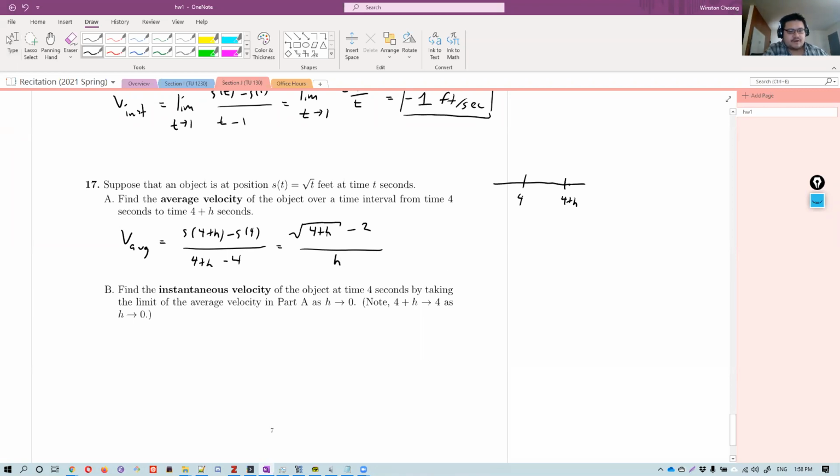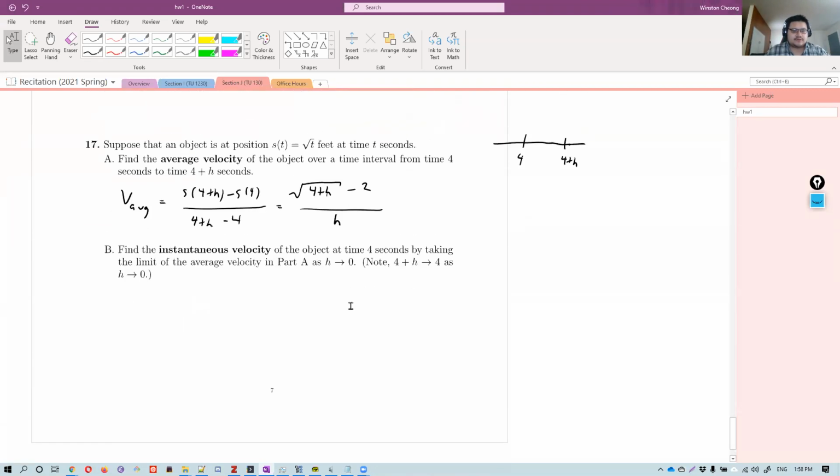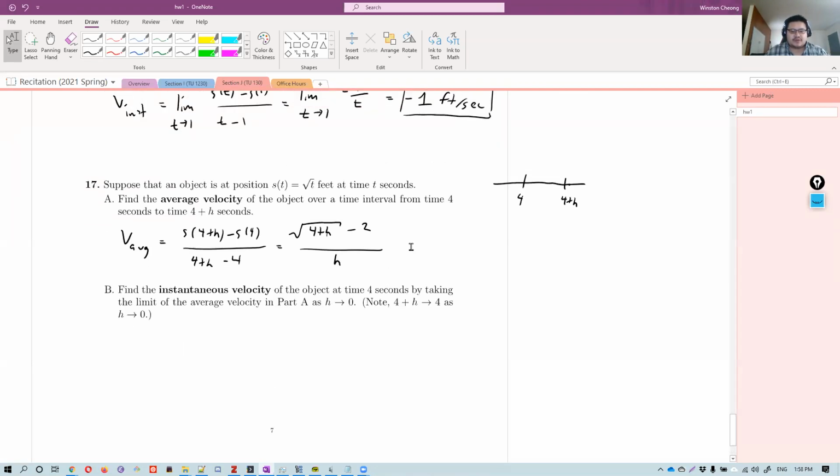Just as a little thinking ahead, for part B, we're going to want to take the limit as h goes to 0. And you see right away, if we let h go to 0, you're going to end up dividing by 0. You really don't want to do that. So typically, if I have the space, I would actually do the multiply by the conjugate over here rather than over here.